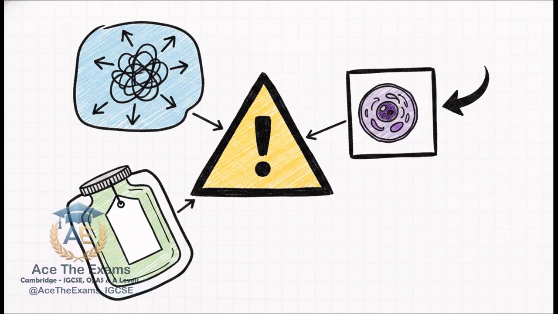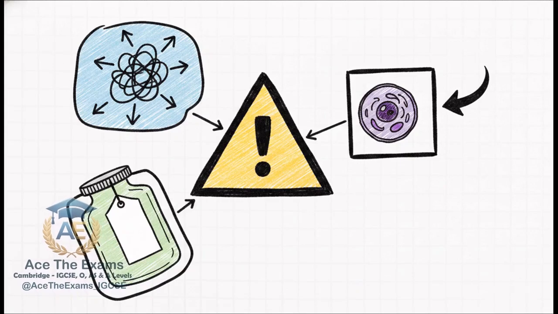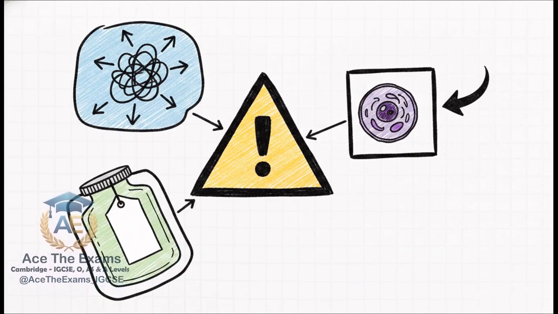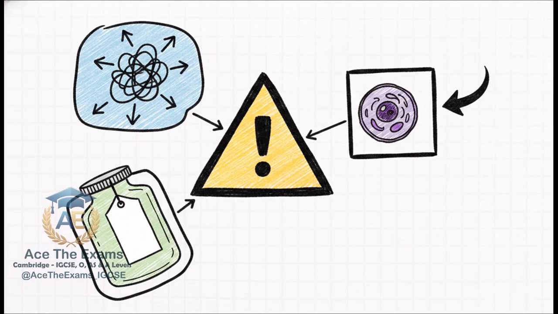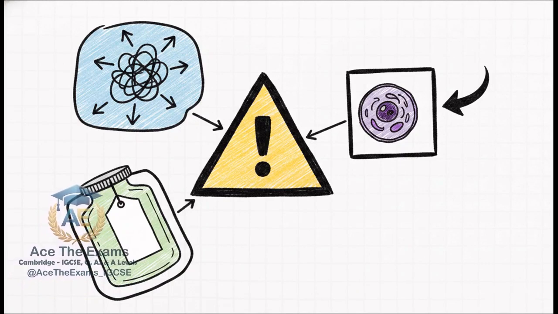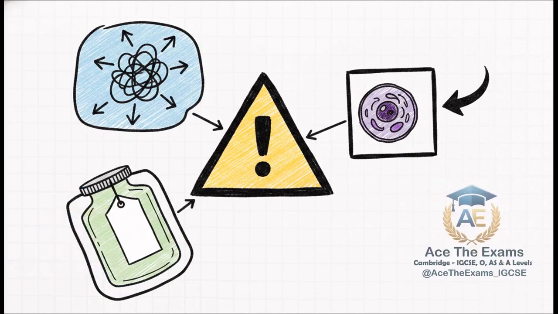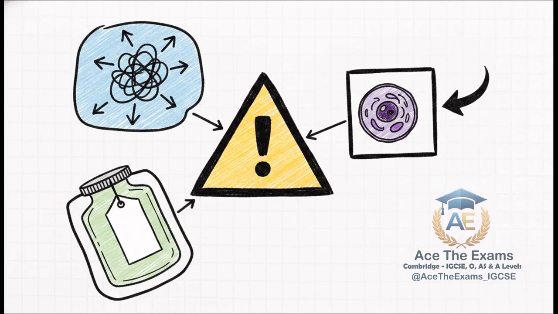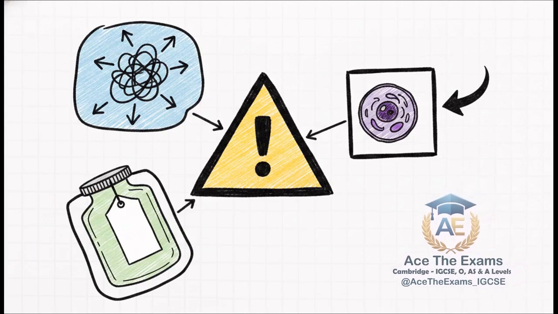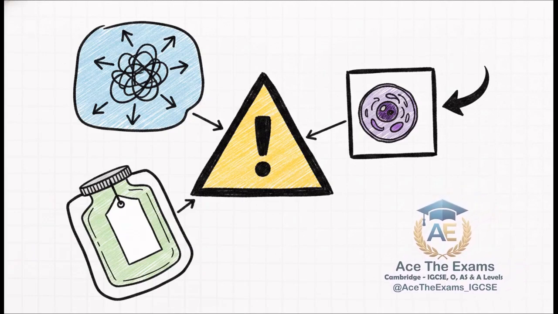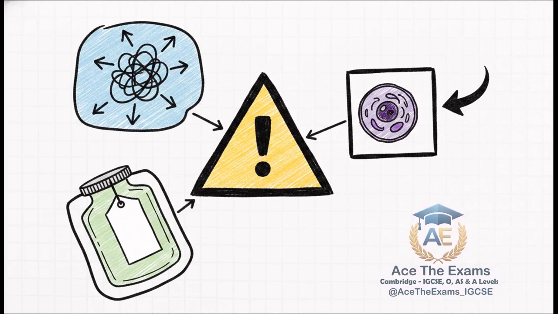Number one, confusing cause and effect. Number two, forgetting to check units and terminology. And number three, giving answers that lack specific biological context. It's an absolute tragedy when a candidate perfectly describes the general mechanism of ATP production, but completely ignores that the question is specifically about, say, a plant cell operating in anaerobic conditions.